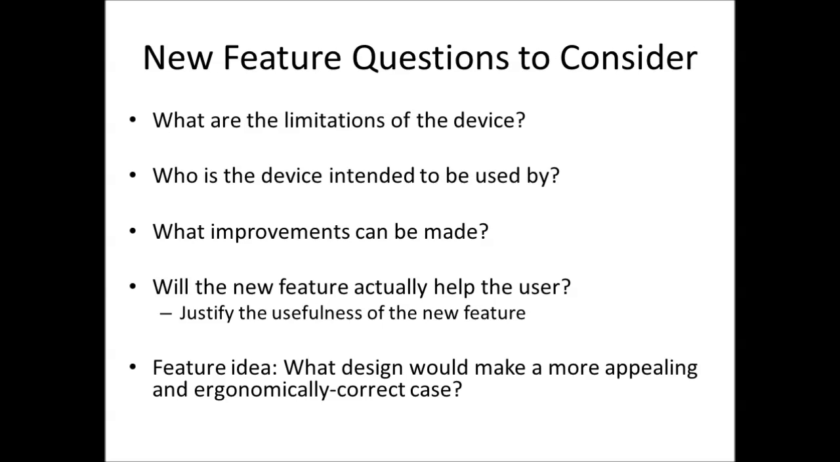So these are some questions you want to address when you're coming up with new features for the device. You want to state what the limitations of the device are currently when you first get it. Who is the device intended to be used by? What improvements can be made? Will the new feature actually be useful to the user? You don't want to make a feature that you think is cool or that makes it look more flashy. You actually want the feature to have value. You're going to have to justify the usefulness of the new feature in the report.